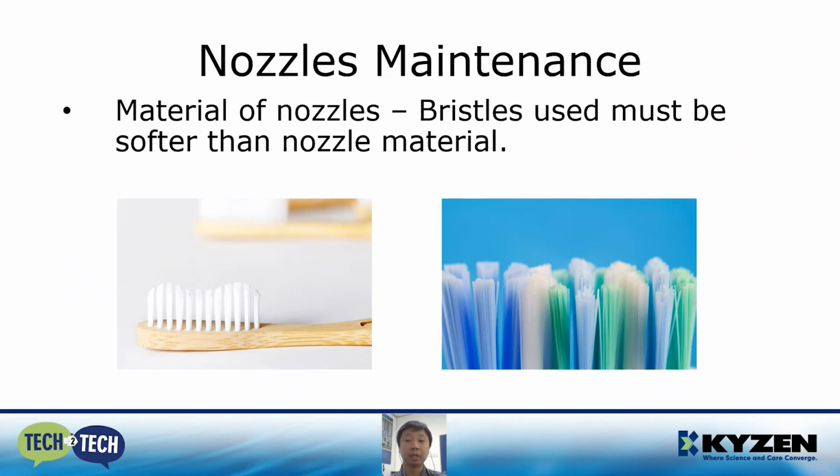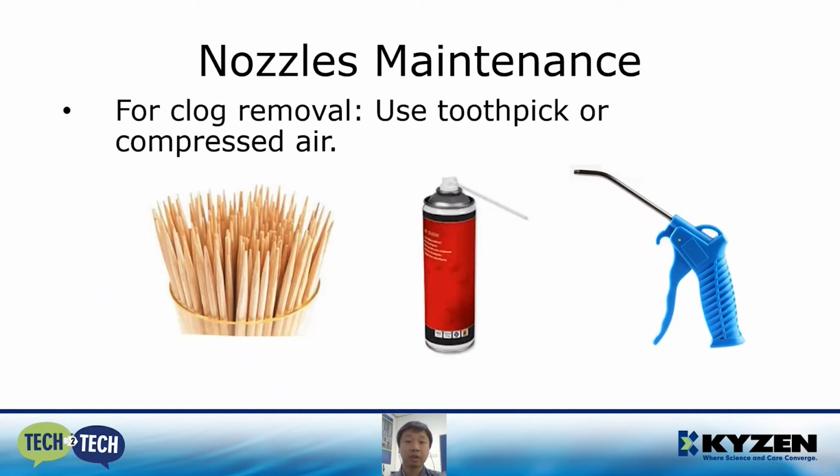While doing the maintenance, the brush material must be softer than the nozzle material. This is to avoid accidental damage to nozzles. For instance, use a soft brush to brush off the dirt or the build-up scale on the nozzle surface. In case of clogged nozzles, we may use toothpicks to insert or compressed air to remove the obstruction. Ensure you unclog the nozzle in the opposite direction of the spray tips.